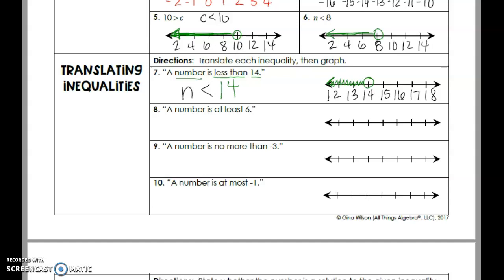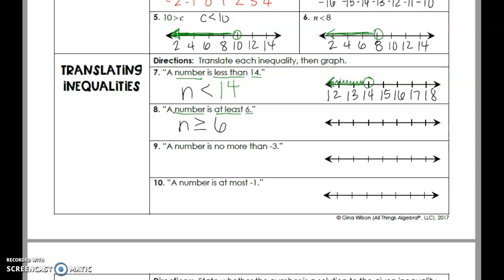Look at number 8. A number is at least 6. "Number" is a key term, "at least" is a key term, and 6 is a key term. Let's replace a number with n. At least: if we say you have at least $6, that means you have $6 or more. So we're going to use the greater than or equal to symbol and then the number 6. So again, at least means you can have 6 or more than 6.